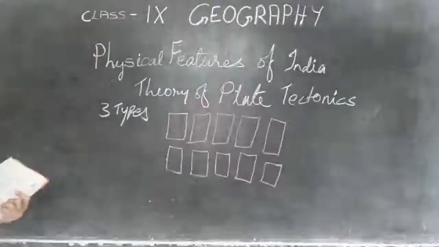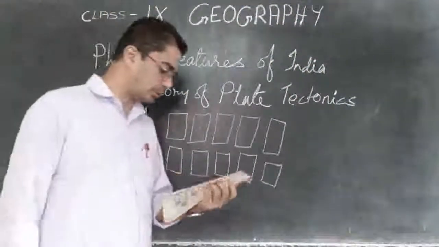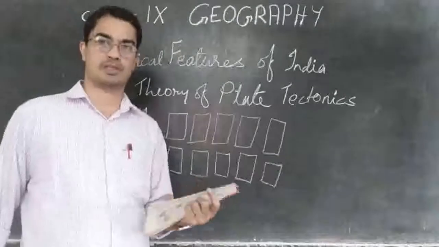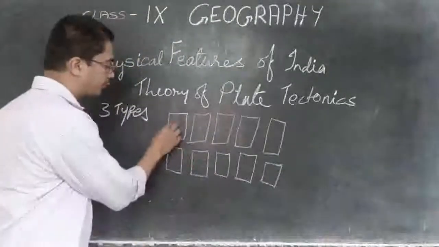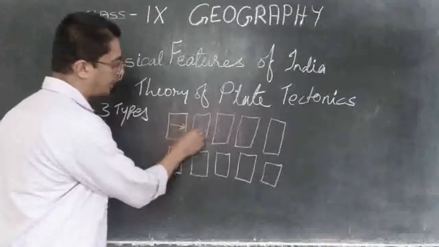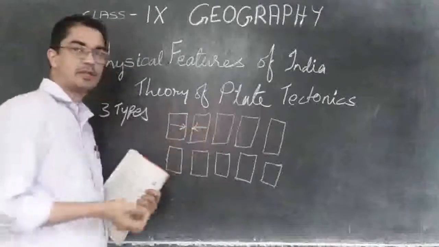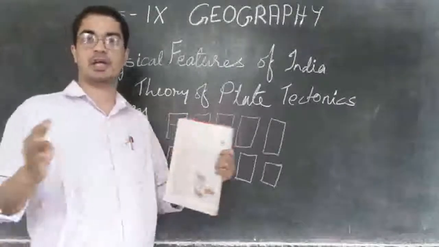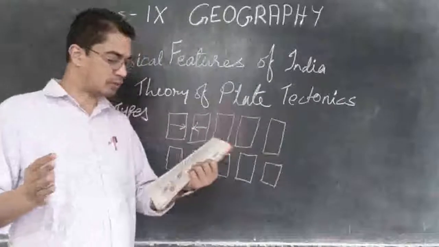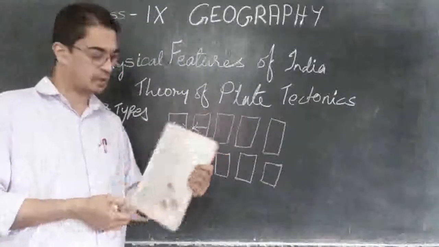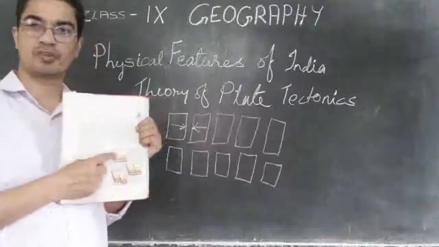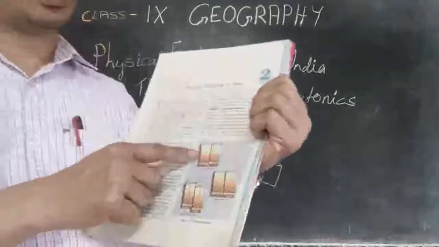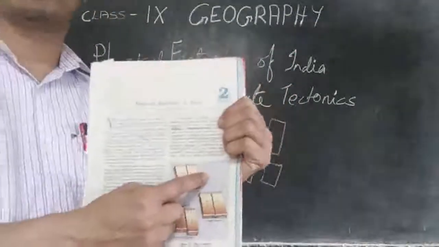You can see in your picture. The pictures are given there. The names are also given there. So one type of movement is called convergent movement. Convergent movement means this plate is moving this way and this one is moving this way. That means they come near, they come closer. So when they come closer, what can happen? You can see in the picture, one plate is going under the other one.